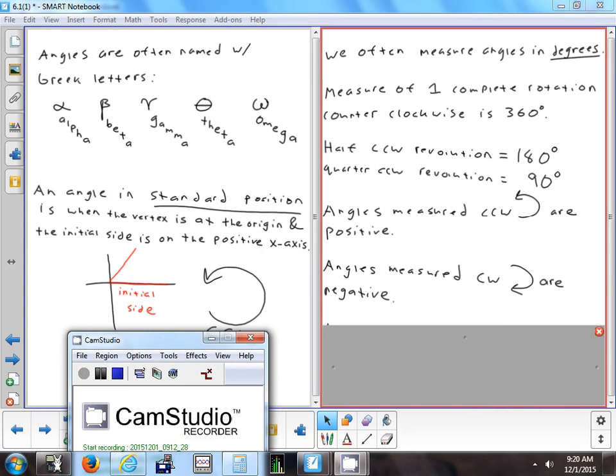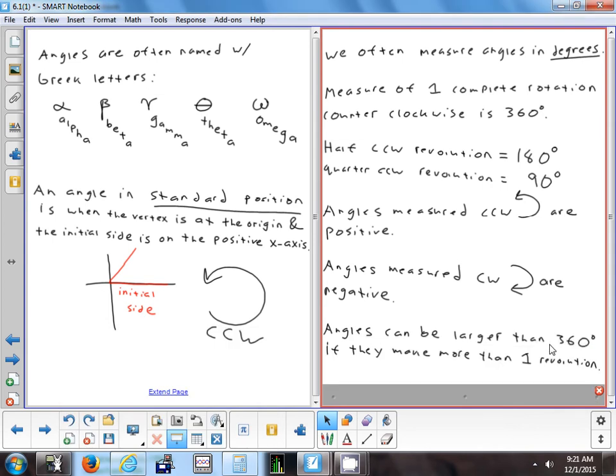Right, not only can we measure a full revolution, but we can go beyond a revolution. What do you think happens to the number when you go beyond one revolution? It gets bigger than what? Yeah, we can have angles that are bigger than 360 if they make more than one revolution. And we can have that in the clockwise and the counterclockwise direction. So either bigger than 360 or less than negative 360.